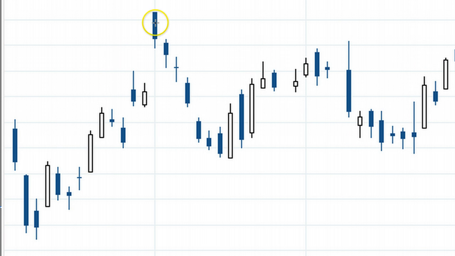If you compare this day and the next day, it opens gap down actually, and then again it opens gap down, and then again it opens gap down, and again a gap down. So again here it kind of neutralizes.